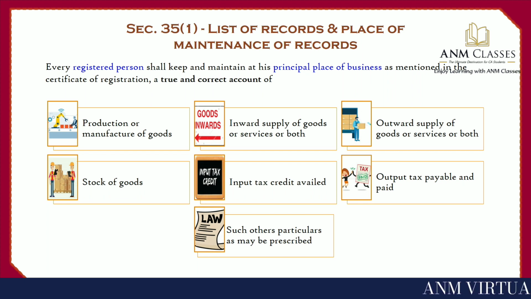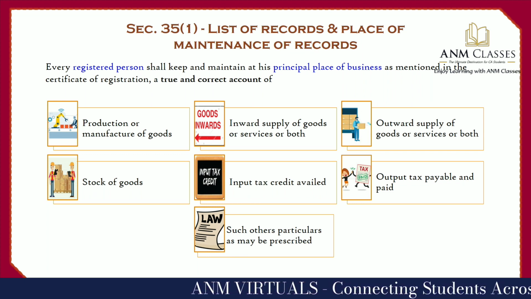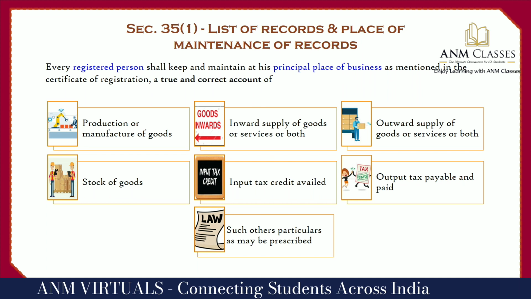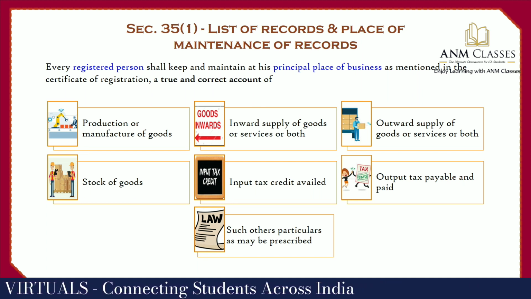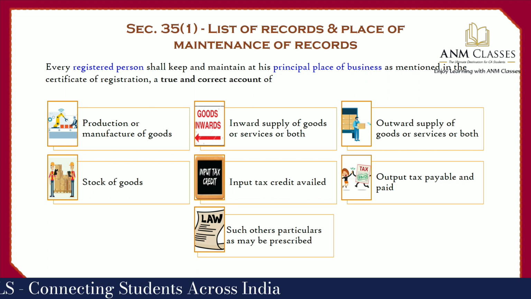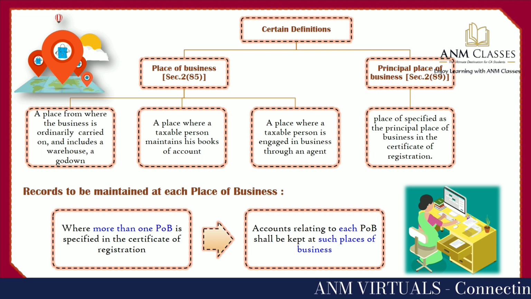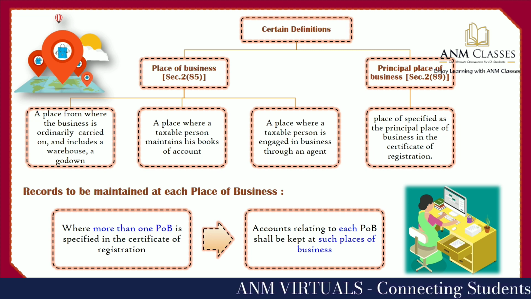And the provision: every registered person shall keep and maintain at his principal place of business, as mentioned in the certificate of registration, a true and correct account of production or manufacture of goods, inward supply of goods, outward supply of goods or services or both, stock of goods, input tax credit availed, output tax payable and paid, such other particulars as may be prescribed. Some certain definitions: we have place of business, and we have principal place of business.